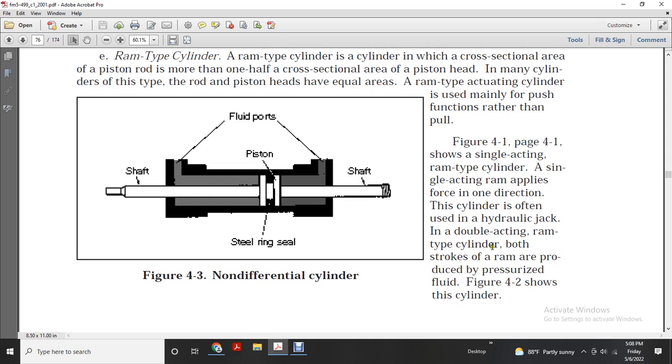In double-acting ram-type cylinders, both strokes of the ram are produced by pressurized fluid. Figure 4.2 shows this cylinder. Figure 4.3 shows a non-differential cylinder: steel ring, seal, piston, shaft, fluid ports.